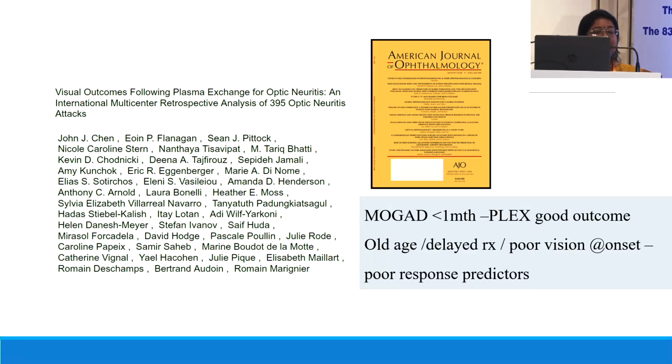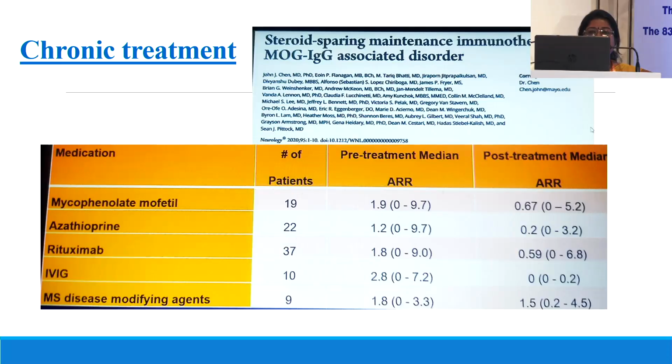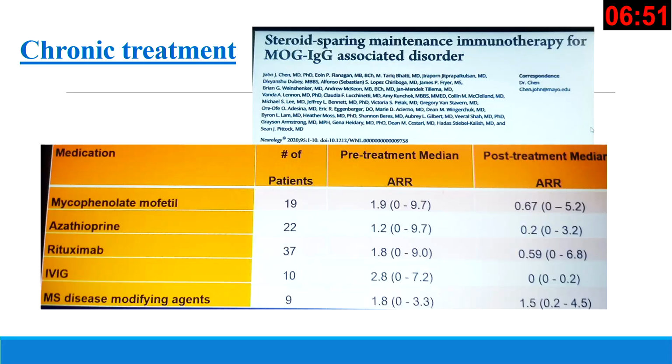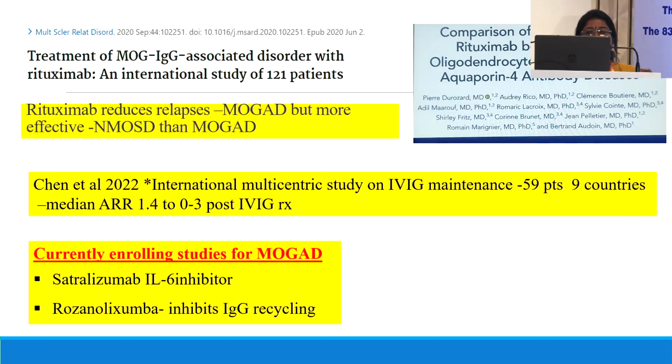And these are other types of immunosuppression involved in MOGAD, where IVIG and Mycept had a reduced ARR. And this is another study which compared the use of rituximab in MOGAD versus NMO, and they found that rituximab had better control of NMO spectrum disorders than MOGAD, but IVIG is one option which can also reduce the relapse rate in MOGAD. And there are a lot of IL-6 inhibitors also being used, but I think in our part of the world, it is not so much in practice.